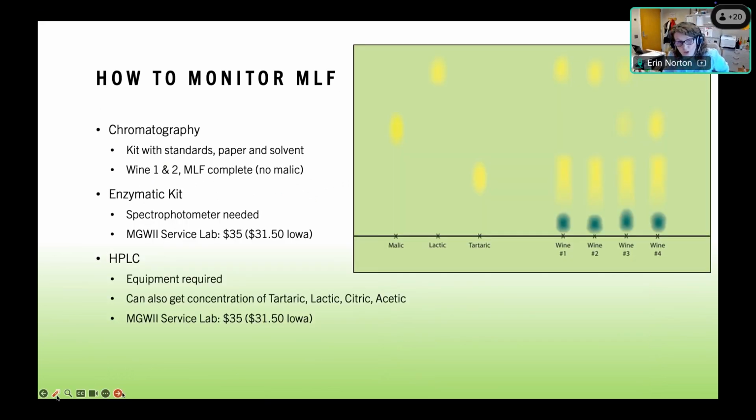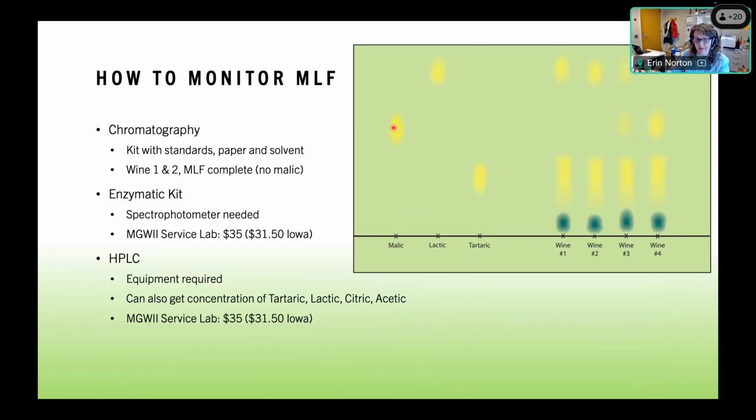Okay, so how do we monitor MLF? We're lucky here in the lab. We've got a couple sophisticated ways of doing it, and it's not very difficult. It can be challenging in a winery setting. Chromatography is usually the way that people do it in a winery setting, and this is what a chromatogram might look like.